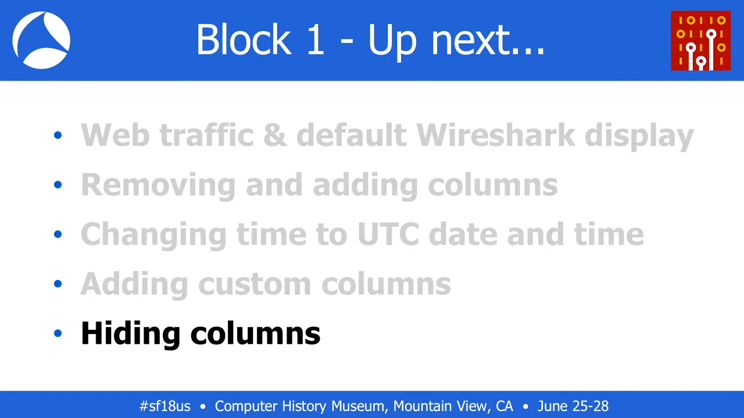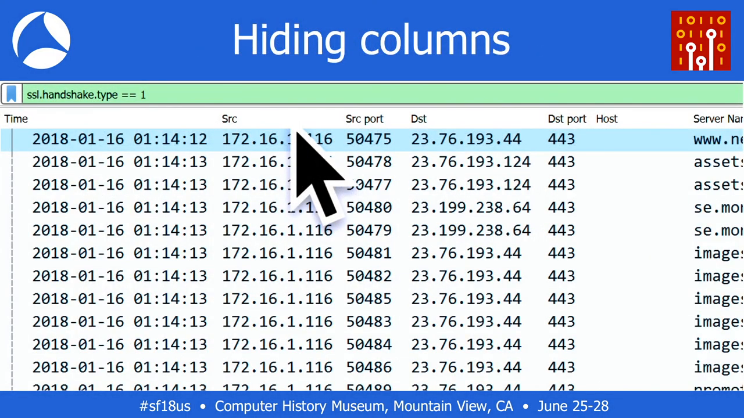Now, I may not want to look at all of those columns all of the time, so we can hide columns. For example, whenever I'm investigating traffic that I've pulled on a particular host, a Windows client that got infected, I'm going to search on the IP address. If I've got access to pull packet capture, I'm going to pull just on that one IP address. For web traffic, the client almost always initiates the TCP connections. So if you look at everything, whether it's an HTTP request or an SSL server handshake type equals one, the source IP address for this PCAP should read 172.16.1.116.